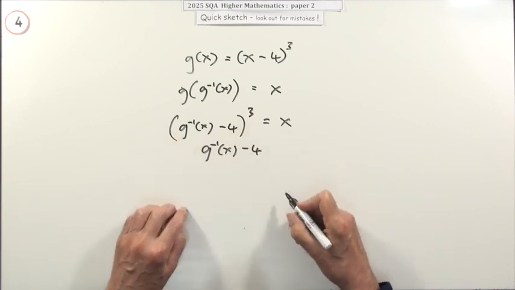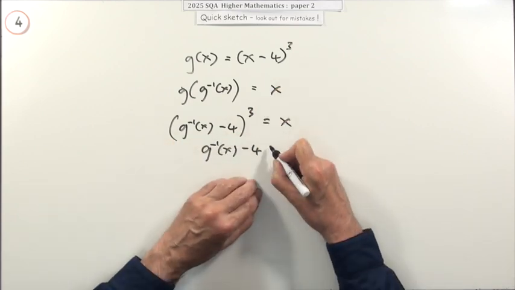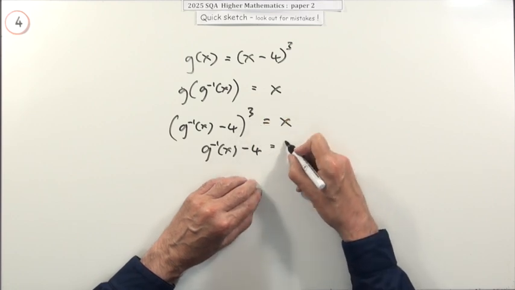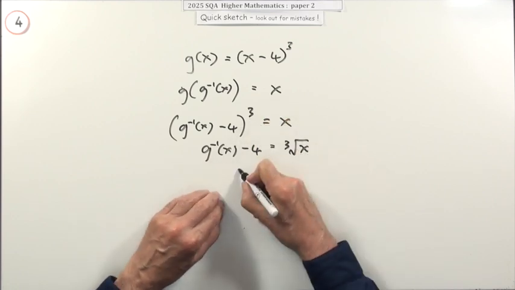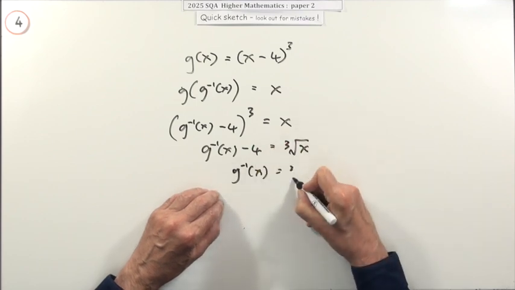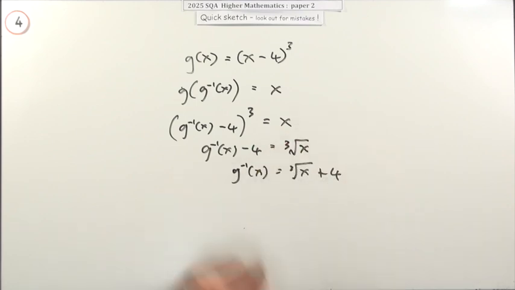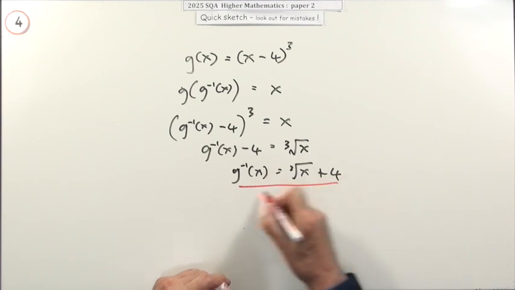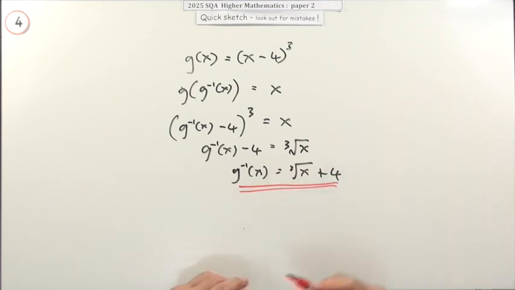So I'll start unpacking that g by taking off the wrapping here. So that cube will go across as a cube root, and here you are. That 4 goes across as plus 4, although you probably didn't do it that way. You probably did it the y equals way.